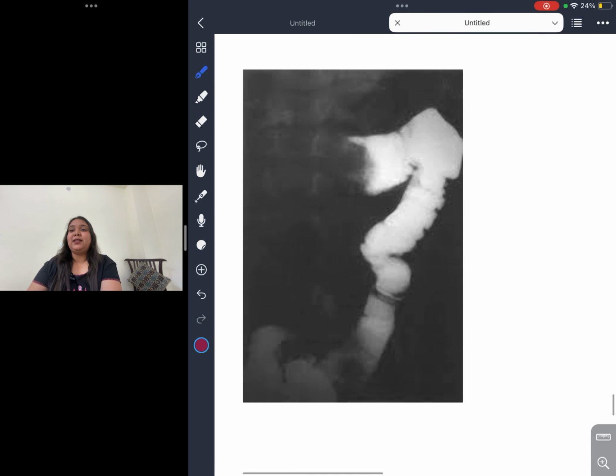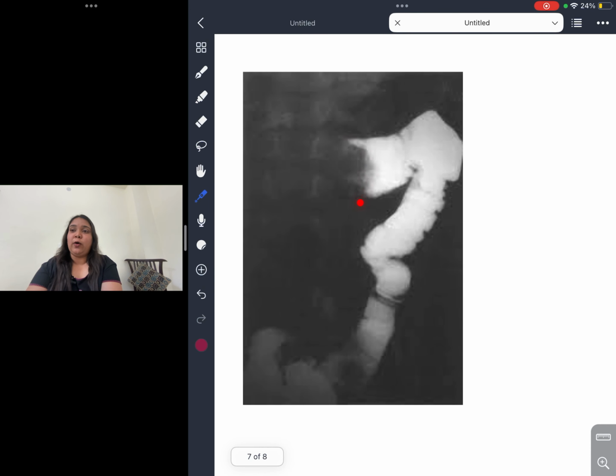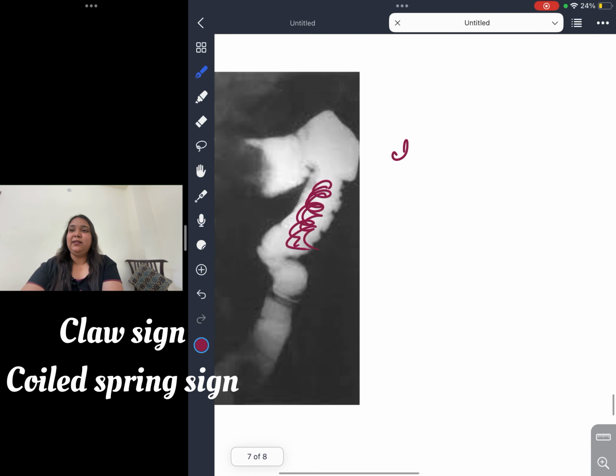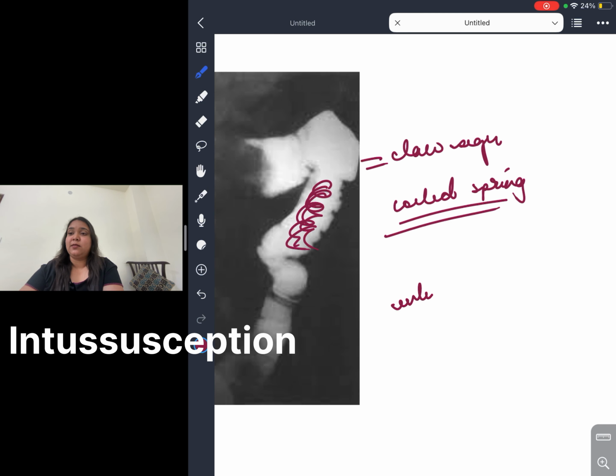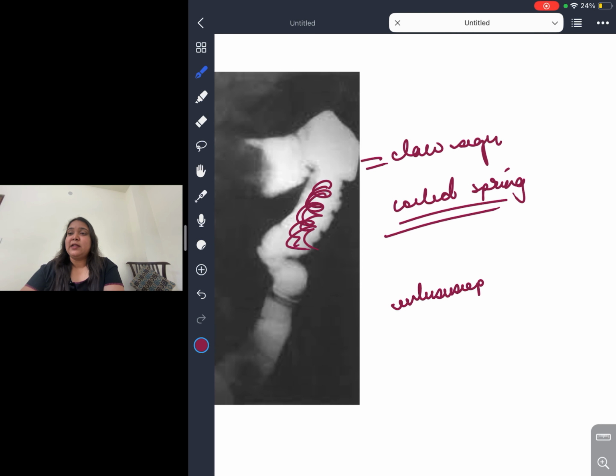Now if you look, this is looking like a claw, and this is looking like a coiled spring. So if you have a claw sign or a coiled spring sign, these are known as intussusception. So these are seen in intussusception.